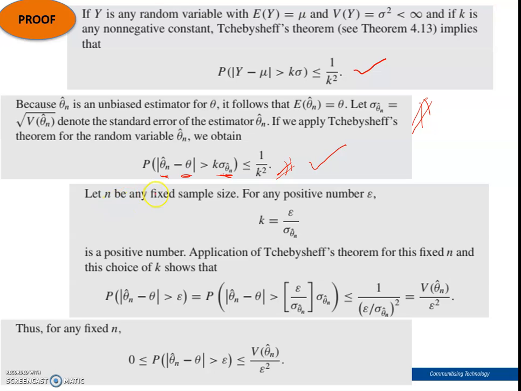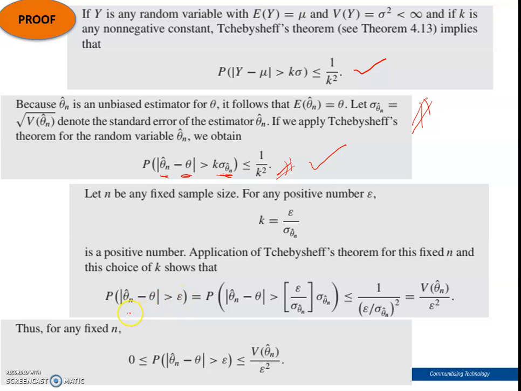Now let n be any fixed sample size. For any positive number epsilon, we let k equal epsilon over sigma theta hat n, which is a positive number. So we let n be any fixed sample size, and for any positive epsilon we have k equal to this. Then we apply Chebyshev's theorem for this fixed n and this choice of k.